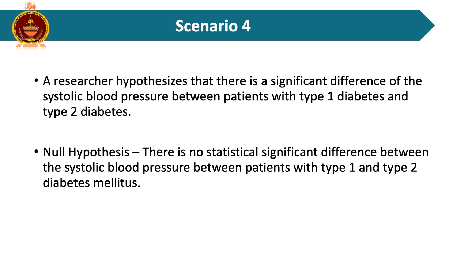Scenario 4. A researcher hypothesizes that there is a significant difference of the systolic blood pressure between patients with type 1 diabetes and type 2 diabetes. So the correct null hypothesis is there is no statistically significant difference between the systolic blood pressure of patients with type 1 and type 2 diabetes mellitus.